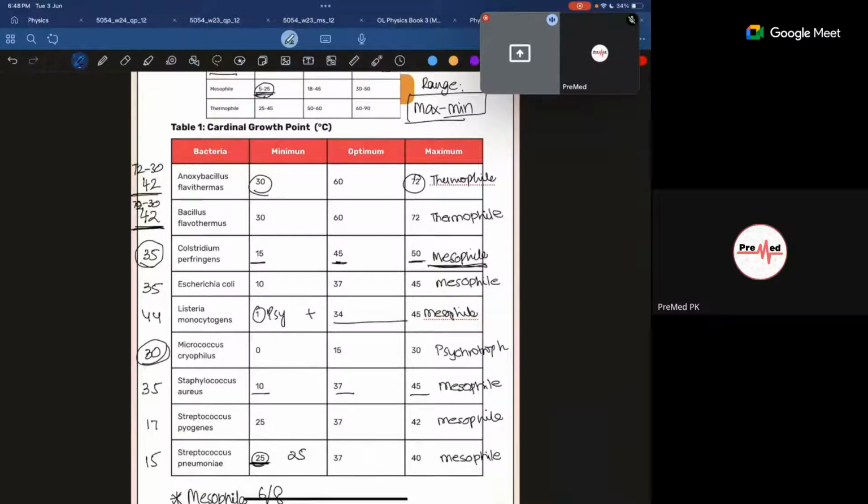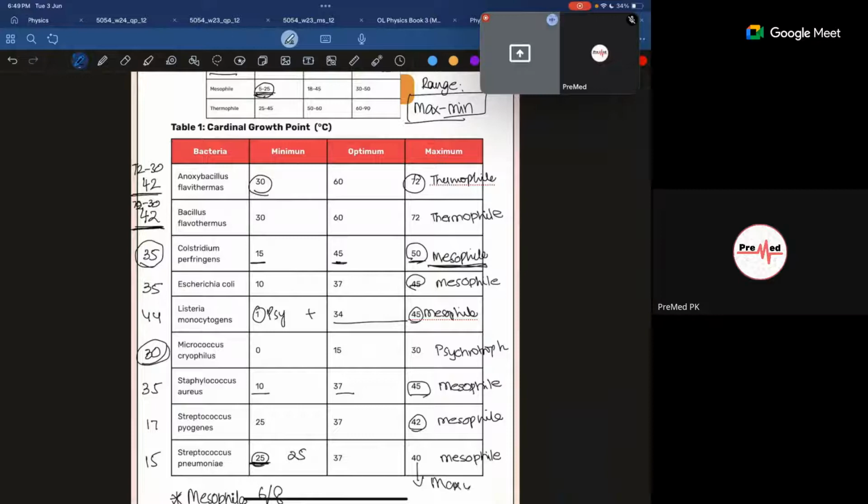But the max is slightly lower as compared to the mesophile category, because we can see that each of the others have a greater maximum. For Streptococcus pyogenes, it has a maximum of 42 degrees Celsius. Staphylococcus aureus also has a maximum of 45, which is all greater than 40. Even Listeria has a maximum of 45, again E. coli 45, and then Clostridium has 50. So we can see that even the max is low for this case.